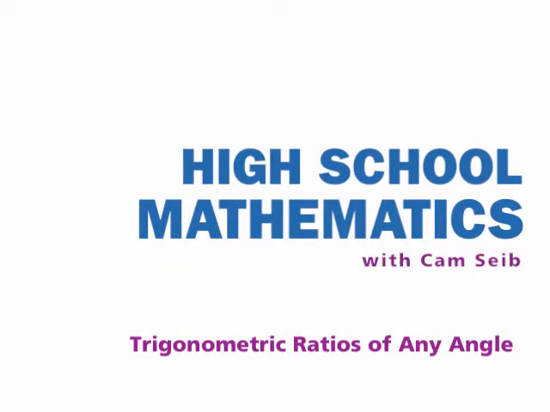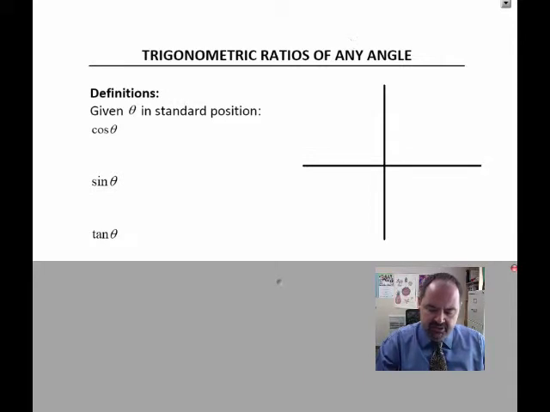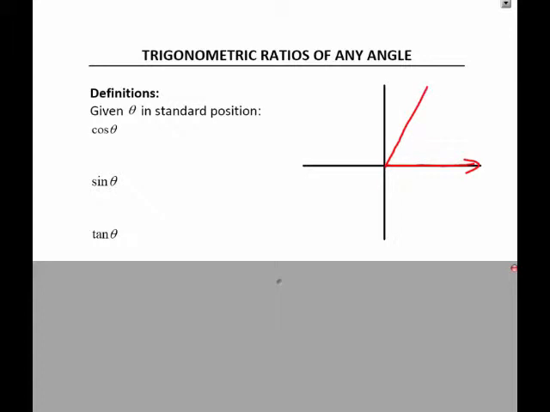Alright, now that we've been introduced to standard position angles, we're ready to define sine, cosine, and tangent for any standard position angle. So let's take a standard position angle starting on the positive x-axis, and for now, I'm going to put it in quadrant 1. And I'm going to take a point on the terminal arm, and the coordinates of that are going to be some x and some y.